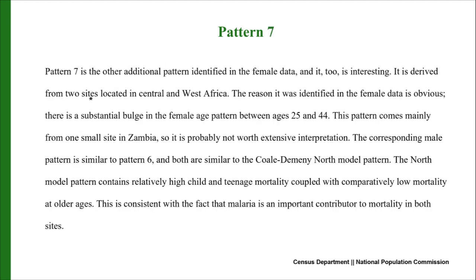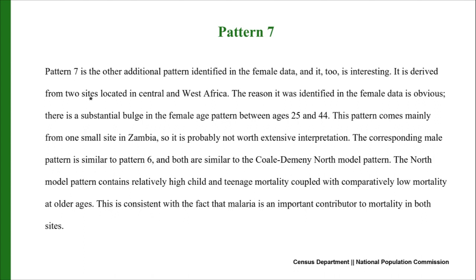Pattern 7. Pattern 7 is the other additional pattern identified in the female data, and it, too, is interesting. It is derived from 2 sites located in Central and West Africa. The reason it was identified in the female data is obvious. There is a substantial bulge in the female age pattern between ages 25 and 44. This pattern comes mainly from one small site in Zambia, so it is probably not worth extensive interpretation.